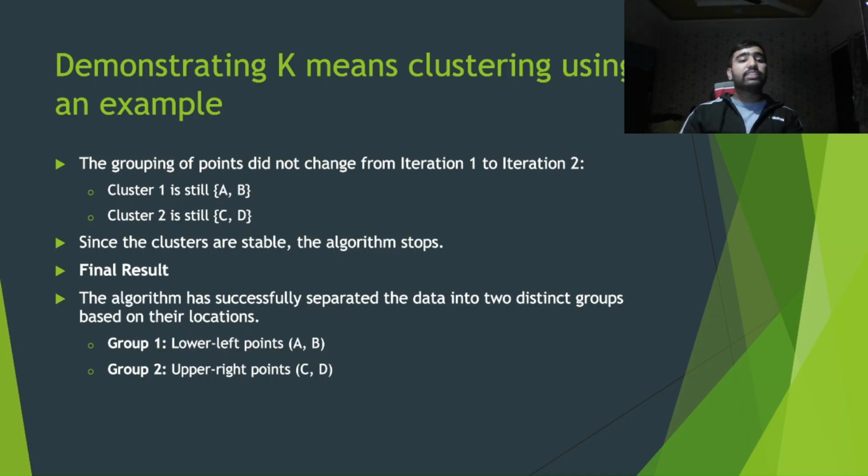So our final result is that the algorithm has successfully separated the data into two distinct groups based on their locations. Group 1, lower left: points A, B. Group 2, upper right: points C, D.